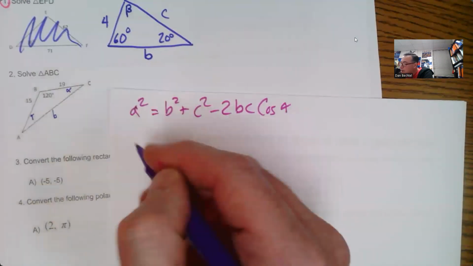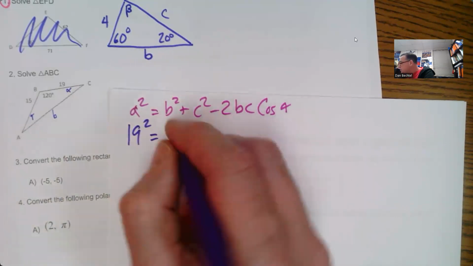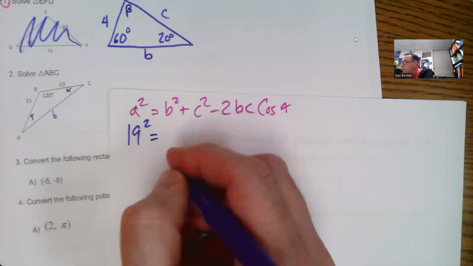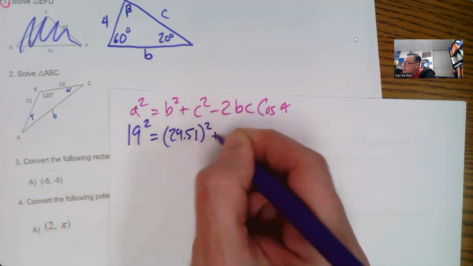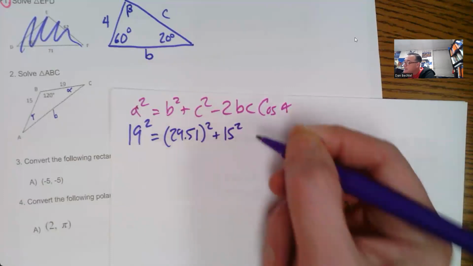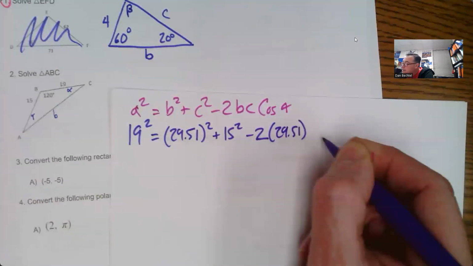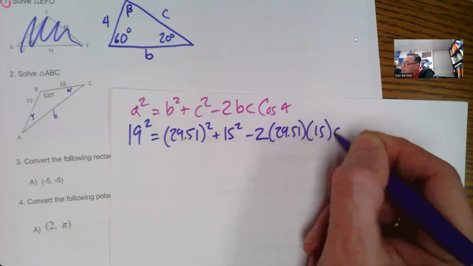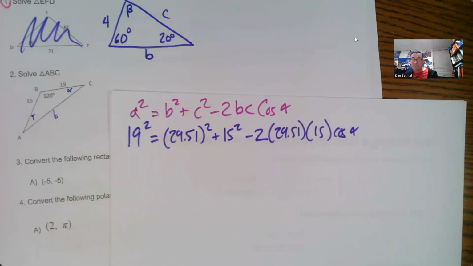19 is our lowercase a, so this will be 19 squared is equal to b squared. Now, we just got that was 29.51, plus 15 squared, because that's c, minus 2 times 29.51 times 15 times the cosine of alpha. Okay, I'm going to solve this for alpha.